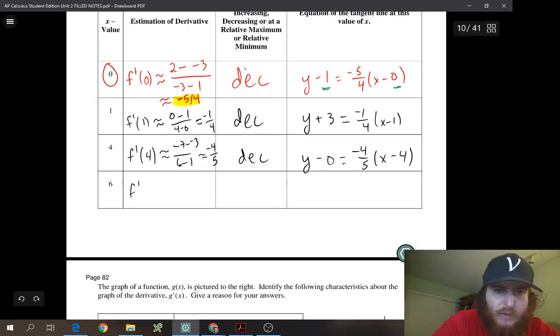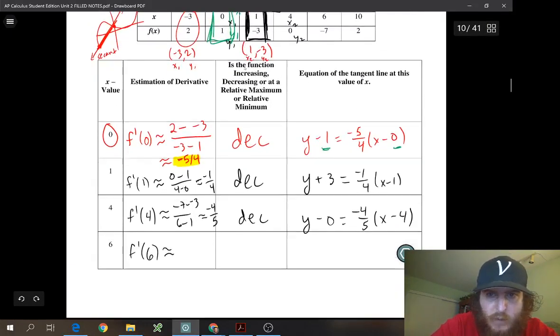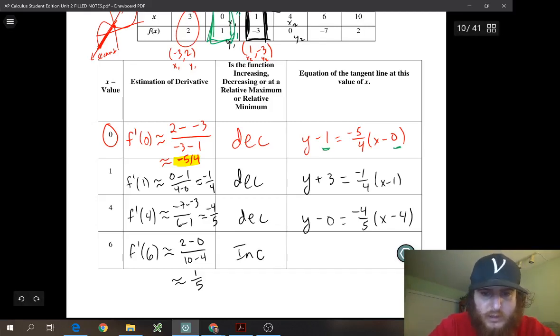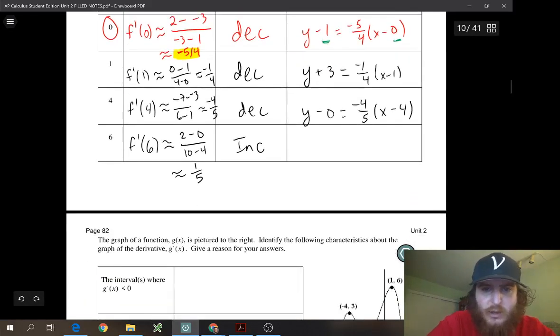And finally, we'll do f prime of 6. So around 6, our y2 could be 2 minus 0, and then our x2 would be 10 minus 4. That's 2 over 10, which is 1/5. This one is positive. So when we have a positive answer for our slope, we're increasing. So positive matches with an increasing slope. And then on our graph, y minus -7 is y plus 7 equals 1/5 times x minus 6.